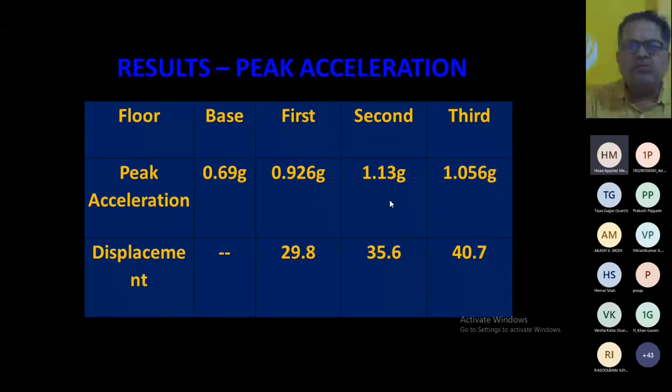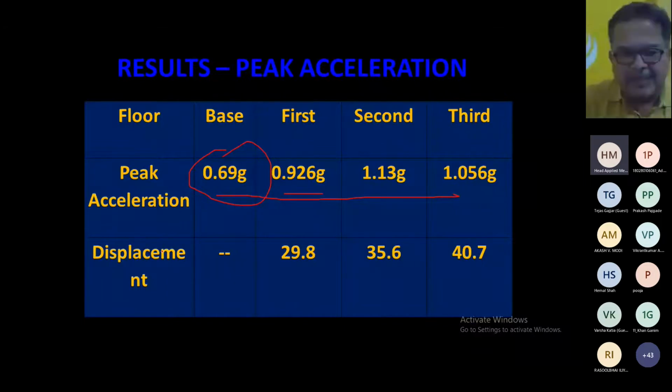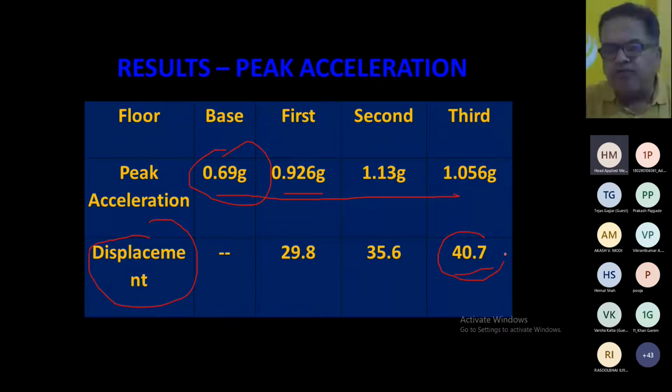Now this is very interesting, right? We have placed sensors also. They will tell you the accelerations, right? The acceleration is this one at the base and this one at the ground story. But the important thing is displacement, right? What is the total displacement? Total displacement is 40. Out of 40, almost 30 is at the ground story.